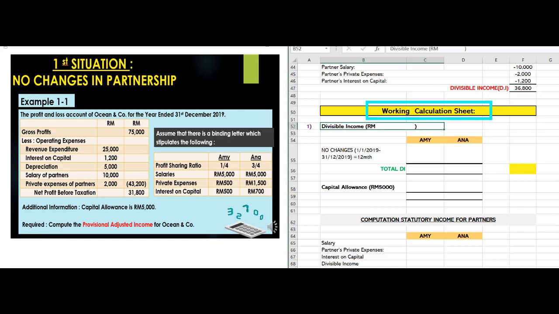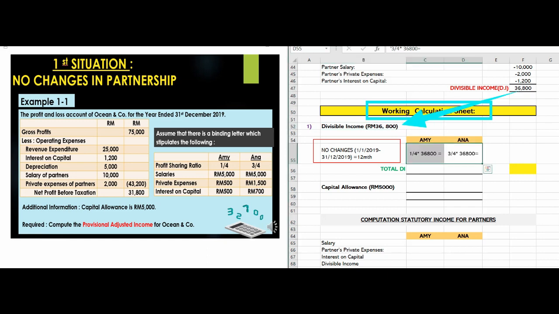divisible income amount. Okay, so we are going to divide the divisible income to each partner. How are we going to do that? We are going to divide by using the profit sharing ratio as in the agreement. Okay, so we are going to do it like this.